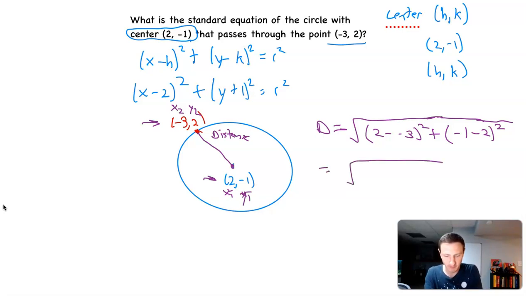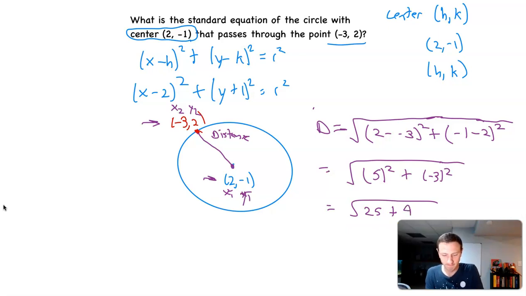So our distance is going to be 2 minus -3 is 5 squared, plus -1 minus 2 is going to be -3 squared. 5 squared is 25, plus -3 squared is 9. So 25 plus 9 is going to be 34. So we get the square root of 34 for the distance on this one.